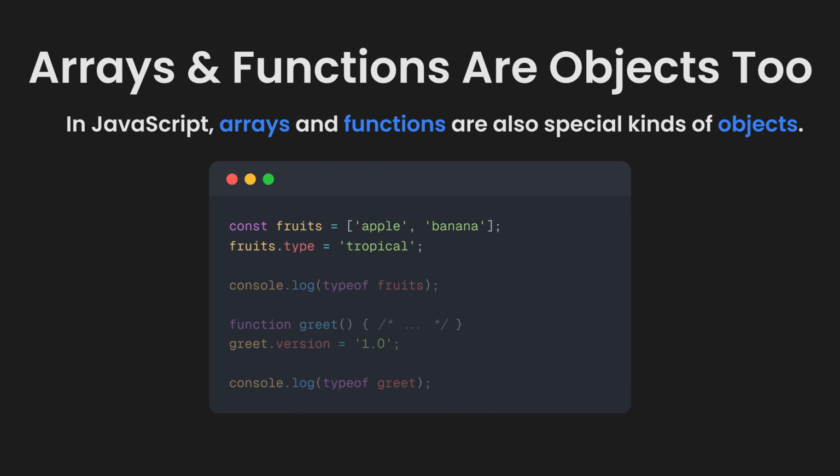Let's look at an array fruits. It behaves like an object, allowing property assignment like fruits.type, and typeof fruits confirms it's an object. Functions, too, are objects. Our greet function can have a property, greet.version, while typeof greet returns function, which is a special distinct classification for functions. Remember, they are still objects underneath, inheriting object properties and methods. This characteristic is fundamental for understanding concepts like prototypal inheritance and how methods are available on arrays and functions. It also explains why they behave as mutable and are passed by reference, just like other objects.